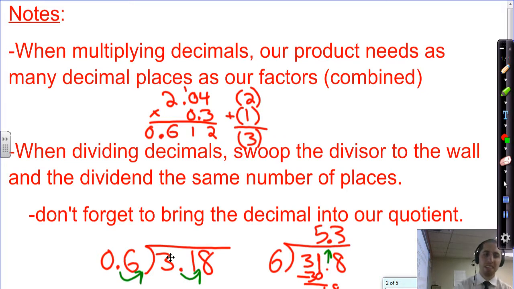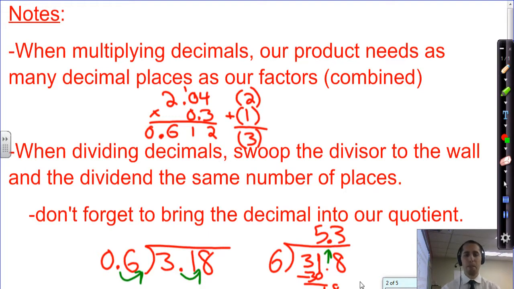So you can see in this example, I was dividing 3 and 18 hundredths divided by 6 tenths, but that wasn't good. I didn't know how to think about it in terms of tenths, so I could get a whole number divisor if I swoop that decimal once to the wall. If I swoop the outside decimal, I swoop the inside decimal, and the reason this makes sense is it's kind of like creating equivalent fractions by multiplying both numerator and denominator by 10. We talked about that in class too.